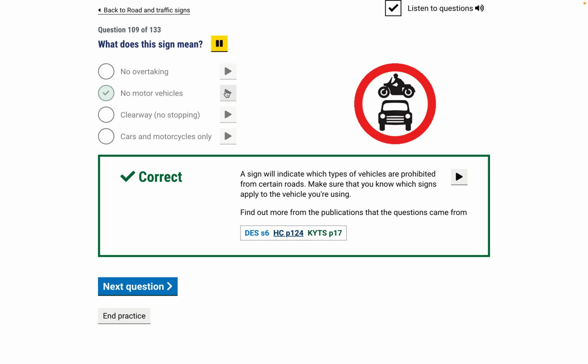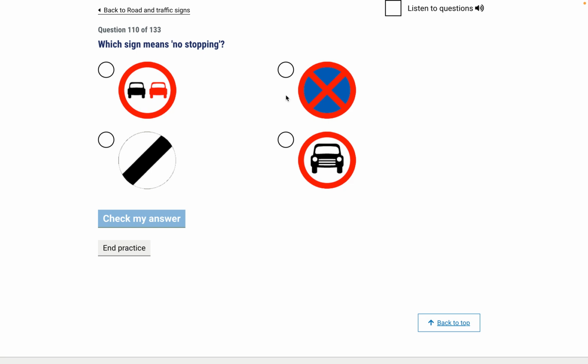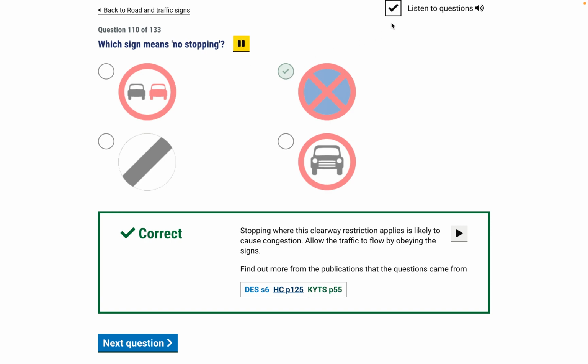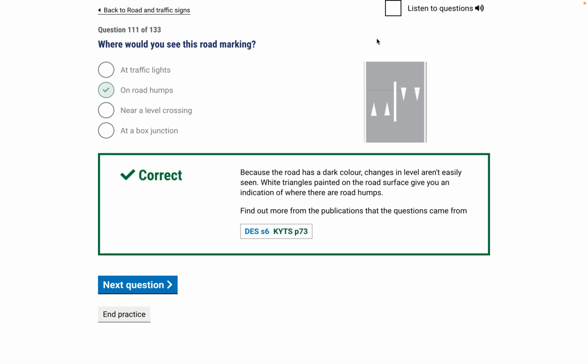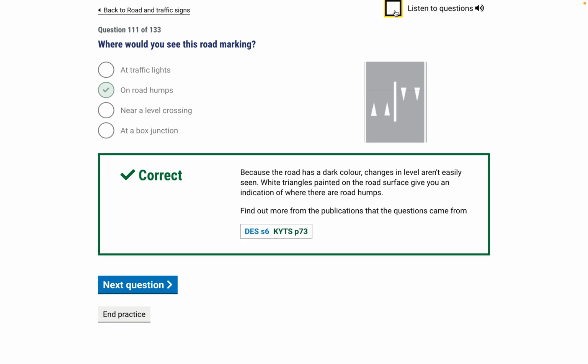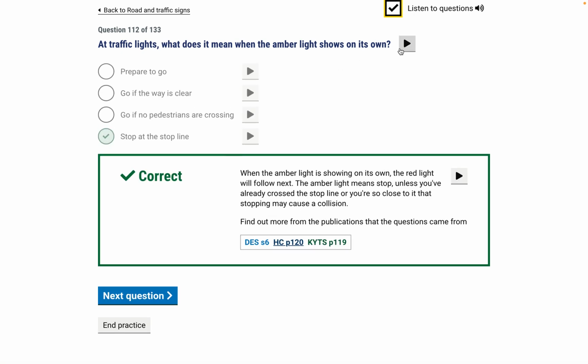What does this sign mean? No motor vehicles. Which sign means no stopping? Where would you see this road marking? On road humps. At traffic lights, what does it mean when the amber light shows on its own? Stop at the stop line.